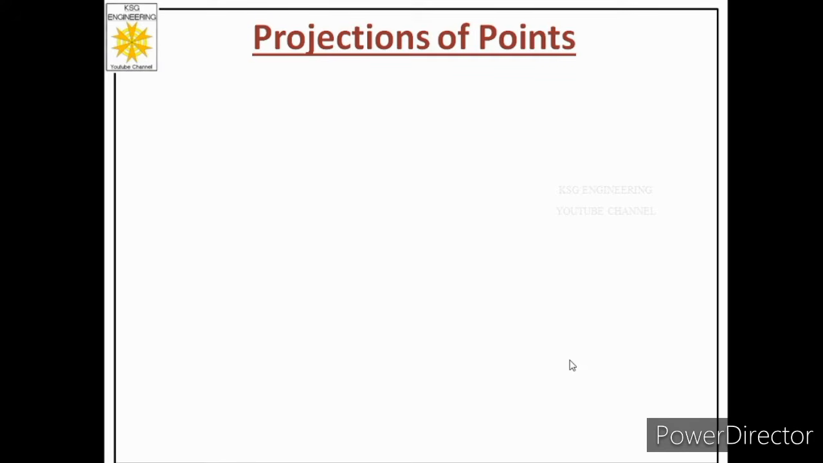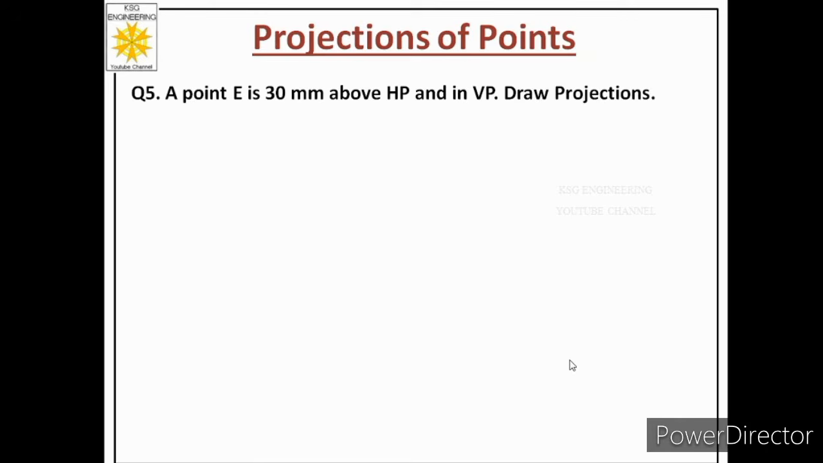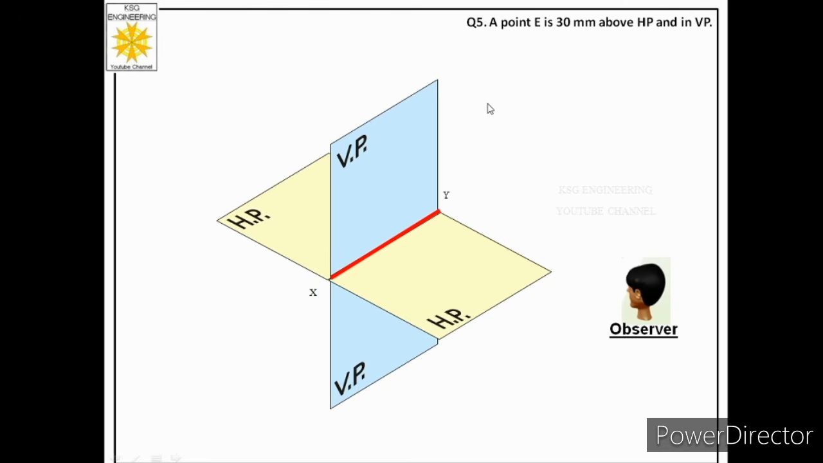Let us understand the fifth case of projections of points. The statement is: a point E is 30 mm above HP and in VP. Draw projections. In this case the point is not in a quadrant, it is in a plane, it is in VP. So let us understand this situation through the quadrant system.